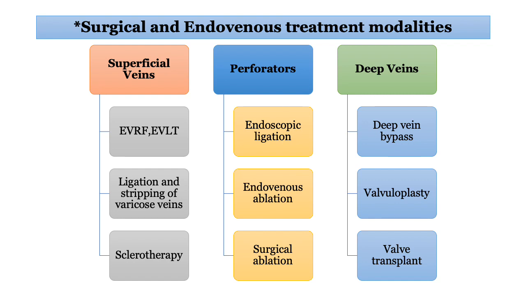If the problem is in the deep veins, that is to say there is deep venous obstruction or valvular incompetence that causes the CVI and hence venous ulcer, we can use either deep vein bypass, valvuloplasty, or valve transplant. This is the summary of surgical and endovenous treatment modalities used in the treatment of venous ulcer.